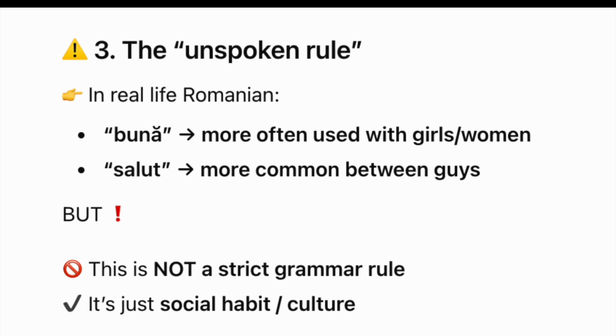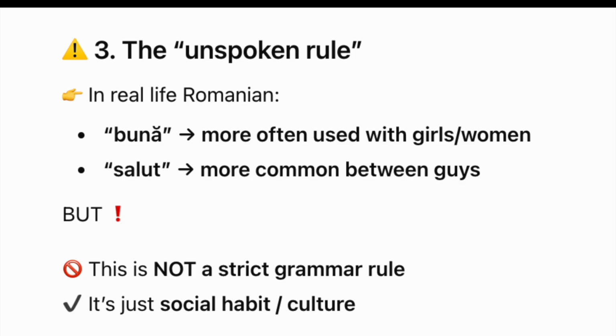In real life speaking, there is this unspoken rule between bună and salut. Bună and salut are the most common informal ways to say hello in Romanian. So we can try to remember these two. But there is kind of a difference between them in real life. It's not a strict grammar rule, but it's just like a social habit. The rule is the following one.